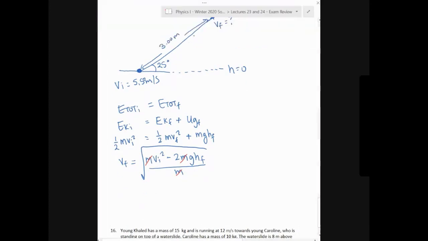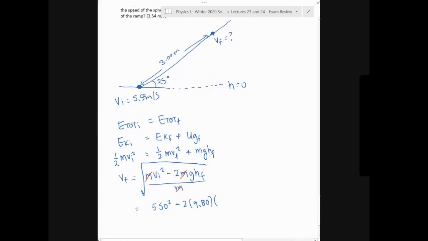Okay, so now we just need to know what we're plugging in for everything. So initially the velocity was 5.5. g is 9.8 because we're assuming we're near the surface of the Earth. What about the final height? What are we putting in for the final height? 3 sine 25. Yeah, good. Perfect. And then all in a square root sign. And we get 3.54 meters per second.